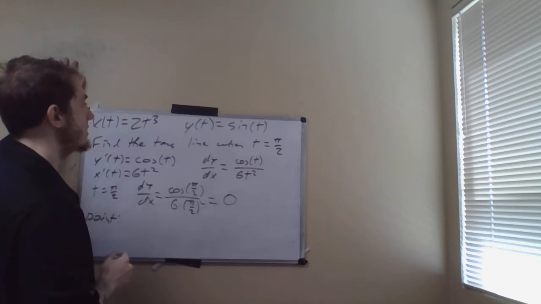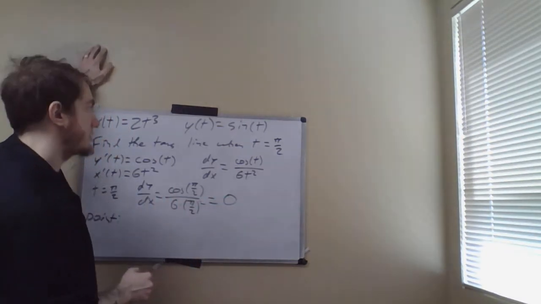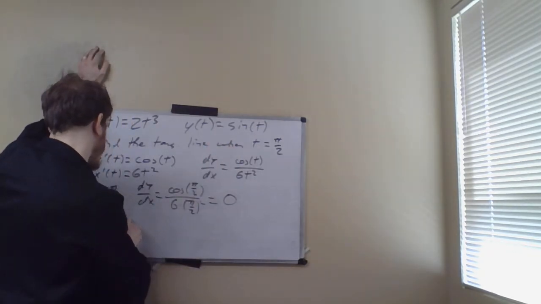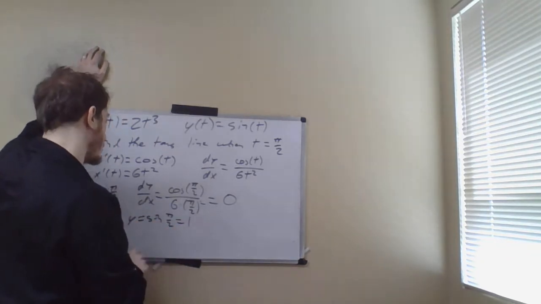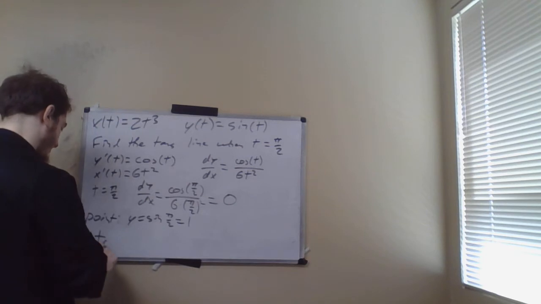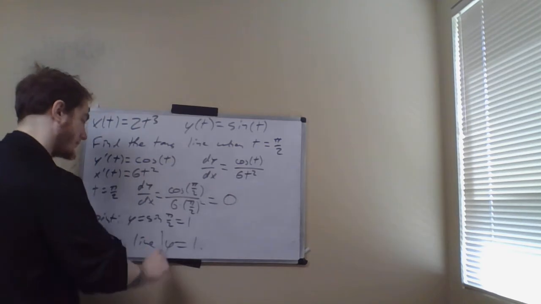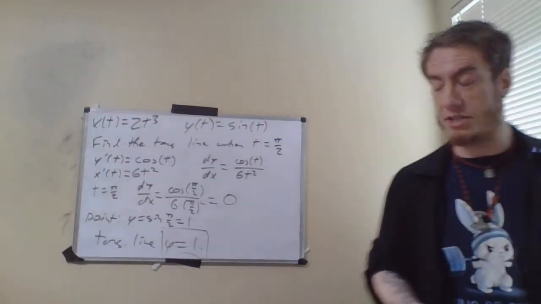well, since it's a line with a slope of 0, all we need to do now is find its y value. The sine of pi over 2 is equal to 1. So the tangent line is actually just y equals 1. There we go. There is our answer. Fairly straightforward to deal with here.